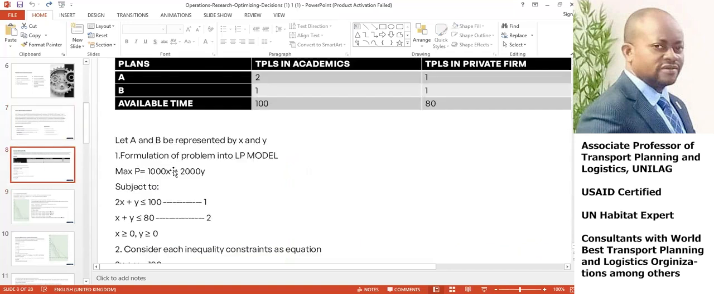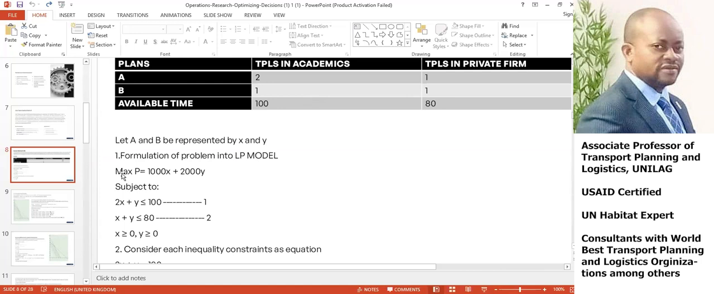During the formulation of the linear problem, can you see this on my screen? Maximize P equals 1000x plus 2000y. If I want to give you a question, don't bother yourself. I will give you, class rep, are you on the same page? I will give you the question, the story, and the table so that you can just extract directly, so that it will be easier for you. I will not give you a question and argue and say you should create the table.